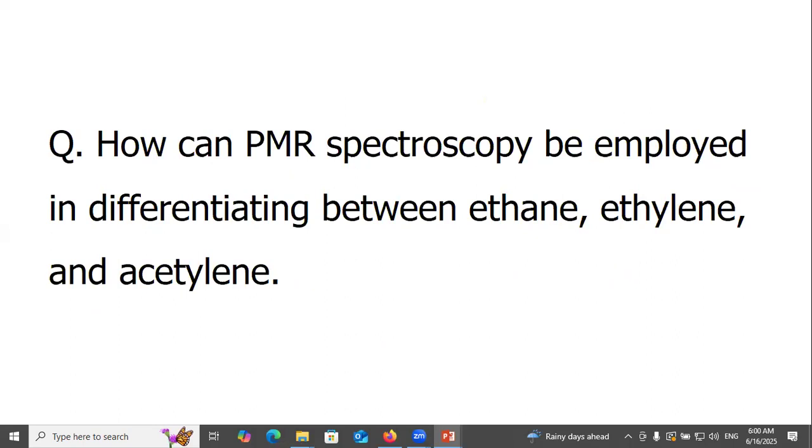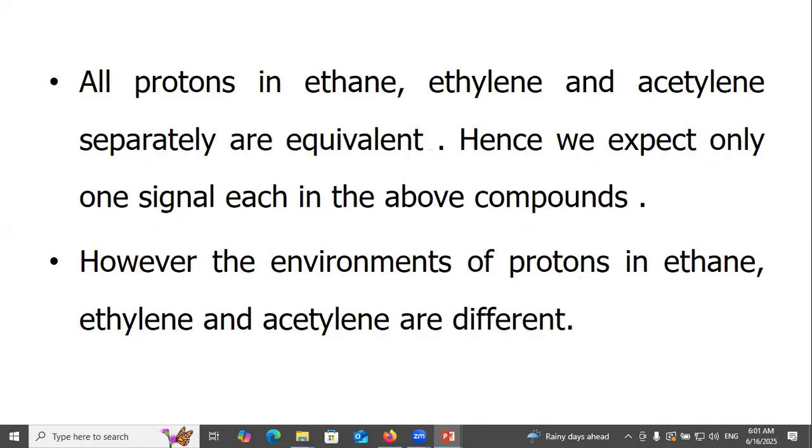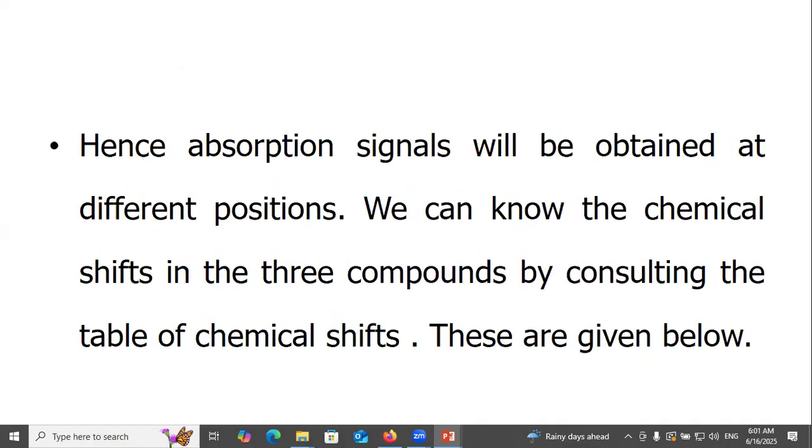How can PMR spectroscopy be employed in differentiating between ethane, ethylene, and acetylene? All protons in ethane, ethylene, and acetylene separately are equivalent, hence we expect only one signal in the above compounds. However, the environments of protons in ethane, ethylene, and acetylene are different. Hence, absorption signals will be obtained at different positions.